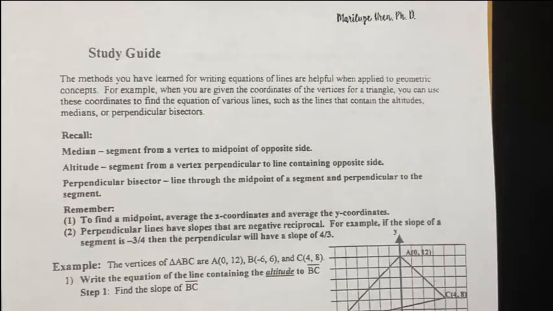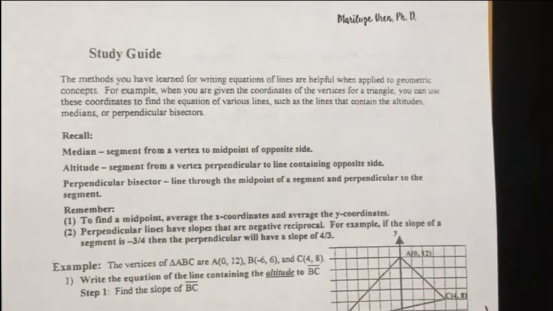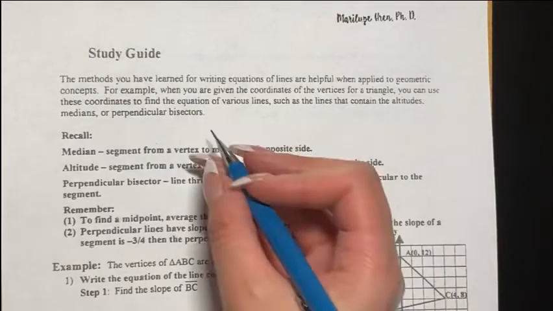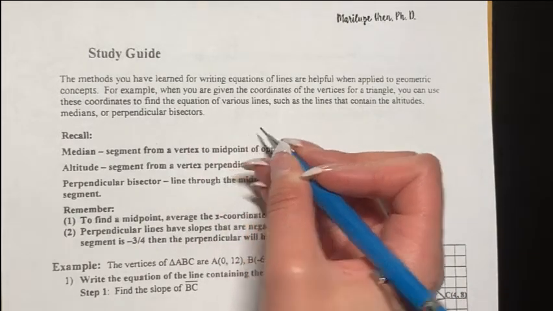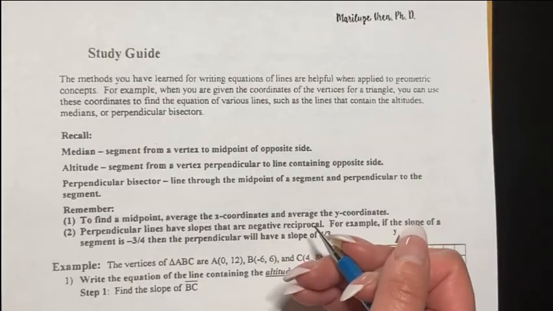Hi guys, today we're going to learn about equations that use special segments, and we're going to review this. The methods you have learned for writing equations of lines are going to be helpful when we apply them to geometric concepts. For example, if we have the coordinates of the vertices of a triangle, you can use these coordinates to find the equation of various lines, such as the lines of the altitudes, medians, or perpendicular bisectors.